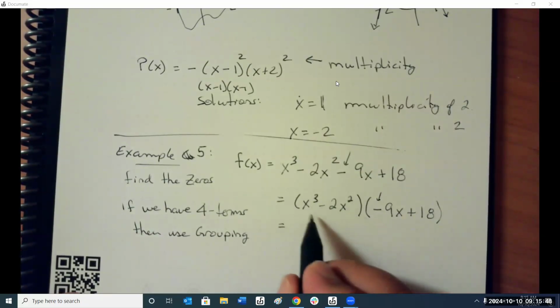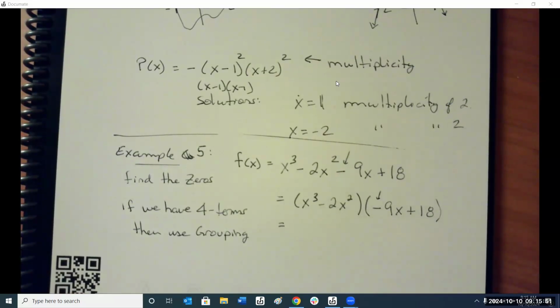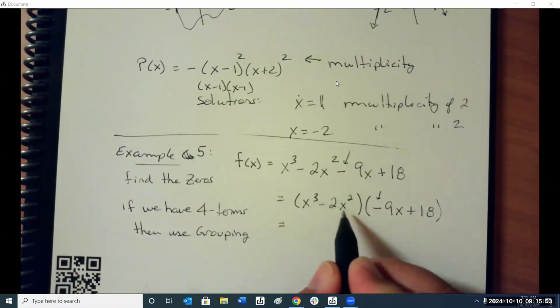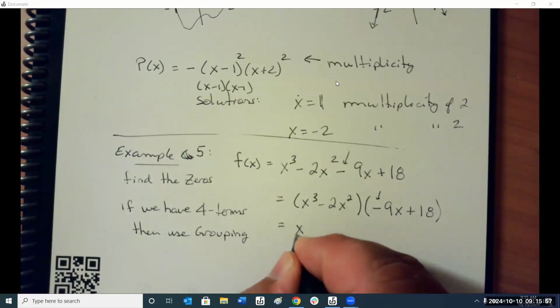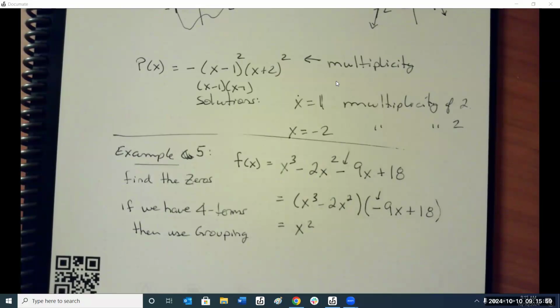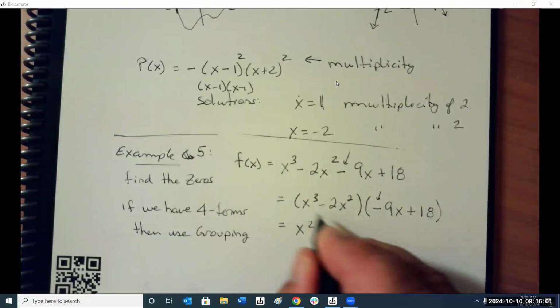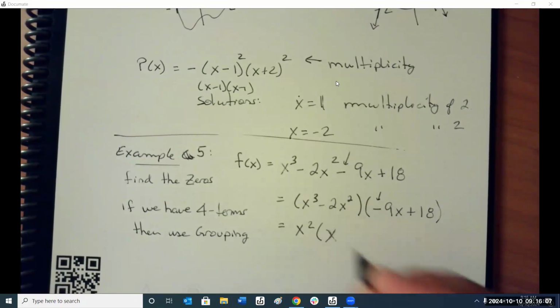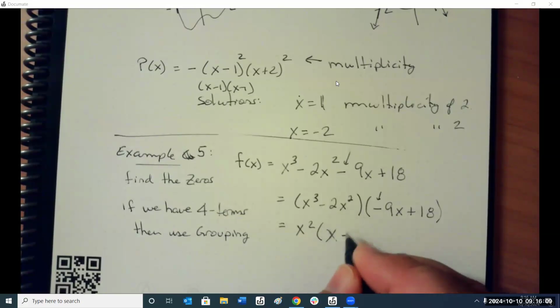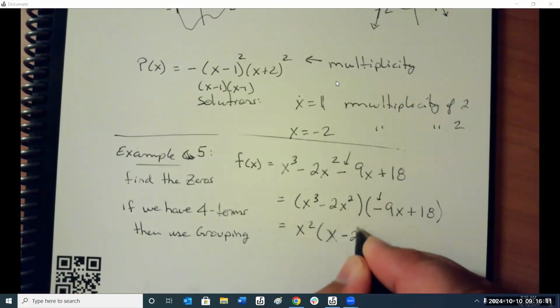Second step, what can we factor out of both of these? In the first one, they both have an x squared. If I take out 2 x's here, I just have 1 more x. Minus, I took away 2 x's, so all I have left is 2.